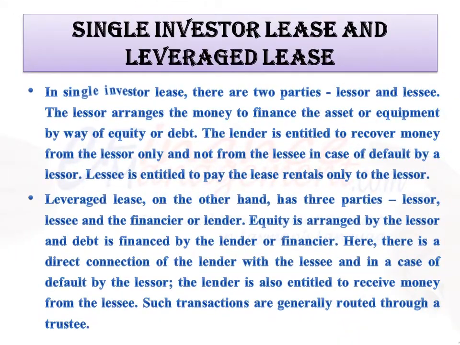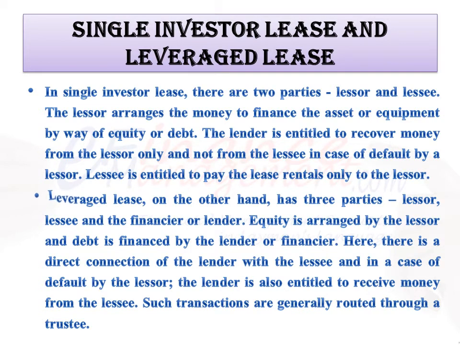In single investor lease, there are two parties, lessor and lessee. The lessor arranges the money to finance the asset or equipment by way of equity or debt. The lender is entitled to recover money from the lessor only and not from the lessee in case of default by a lessor. Lessee is entitled to pay the lease rentals only to the lessor.